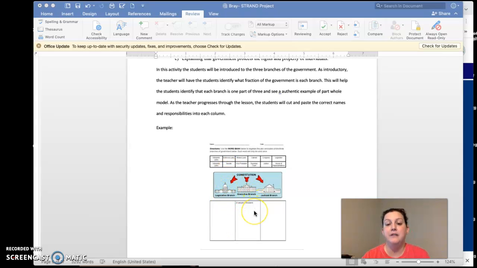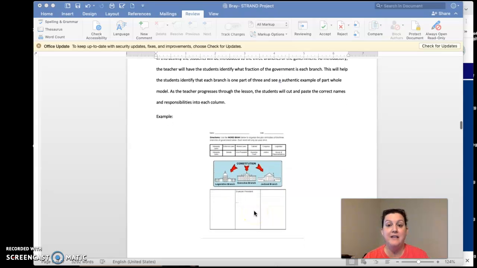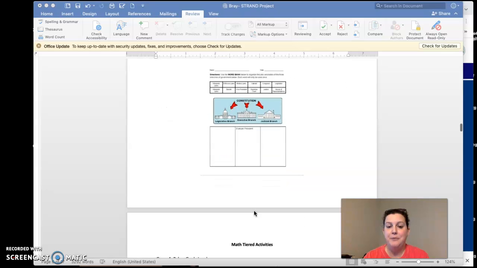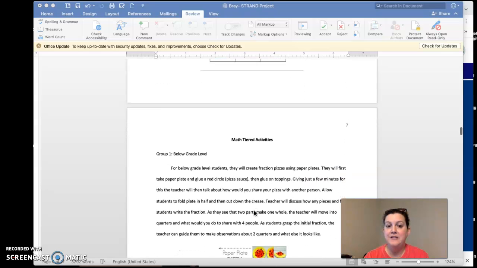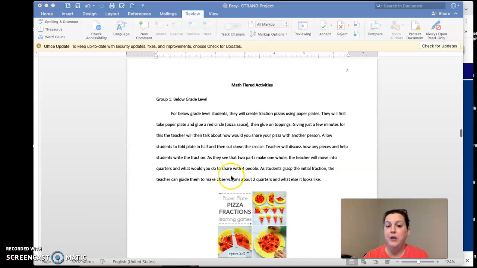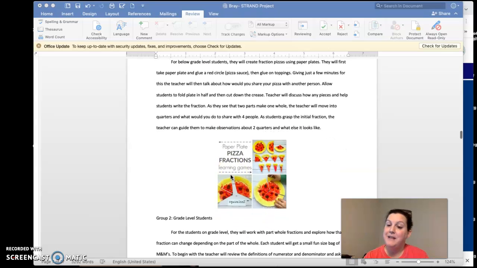and the responsibilities, and deciding if the responsibilities are divided up equally. Can we name it as a fraction as they go through? For the tiered activities, for the below grade level readers, we'll actually be making pizza. Food, when you connect it a little bit to food, it makes everyone a little bit happier.